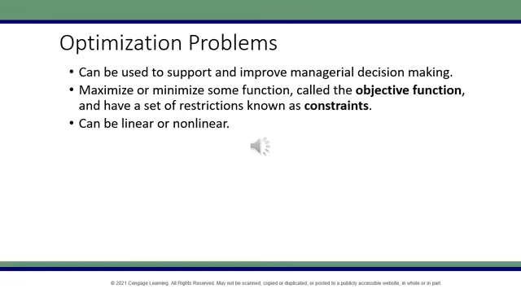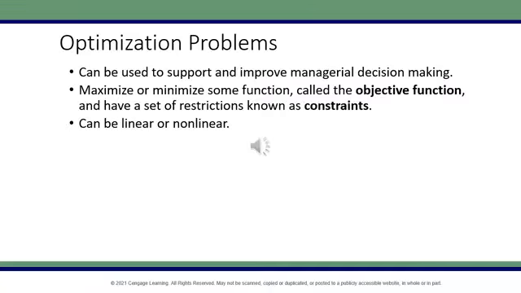Let's begin with understanding optimization problems. These are powerful tools in business analytics that serve several key purposes. First, they can be used to support and improve managerial decision-making. Think of them as your analytical compass in the business world.